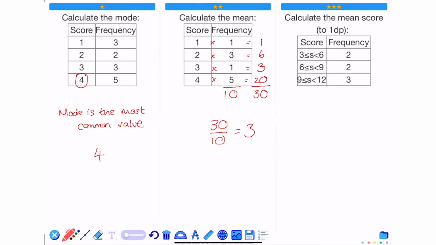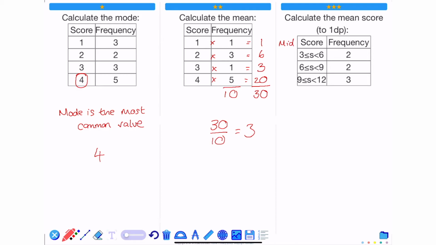With the 3-star question, the only difference between the two tables is that the third table has been grouped. So instead of having individual scores listed, I've now got groups of scores. In order to follow the same method as what we applied in the 2-star question, I need to first of all find the midpoint of each of my scores.